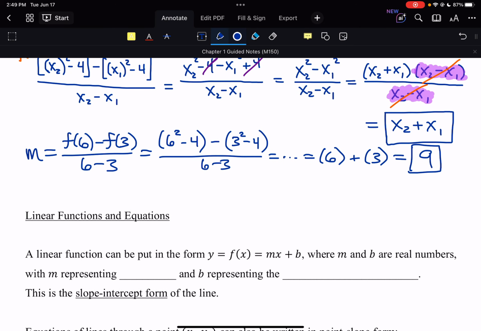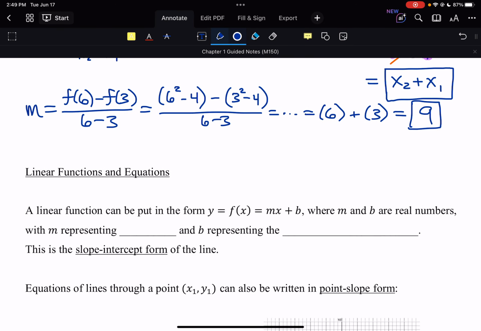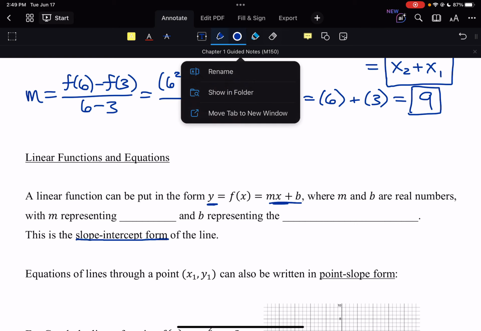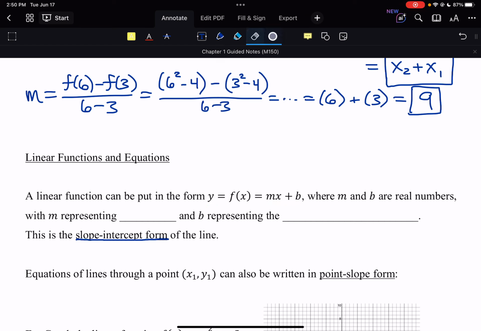So keeping in line with this idea of lines and linear functions, a linear function can be put in the form y equals f of x equals mx plus b. Right, we're used to y equals mx plus b. That's the slope-intercept form of a line. But we often will rewrite it using f of x just to keep it as a function now that we're doing all things with functions, where m and b are real numbers, with m representing slope and b representing the y-intercept or the vertical intercept.